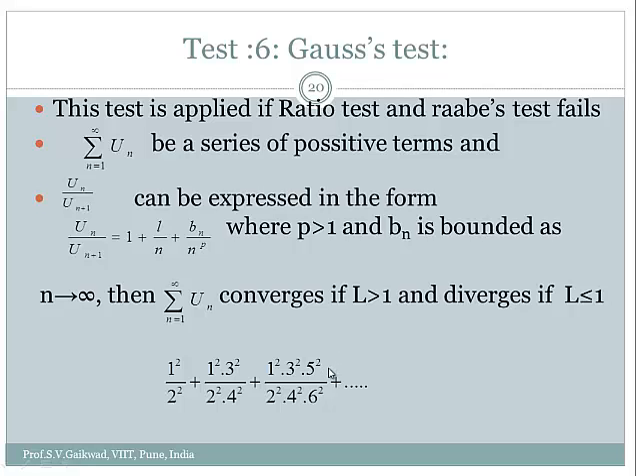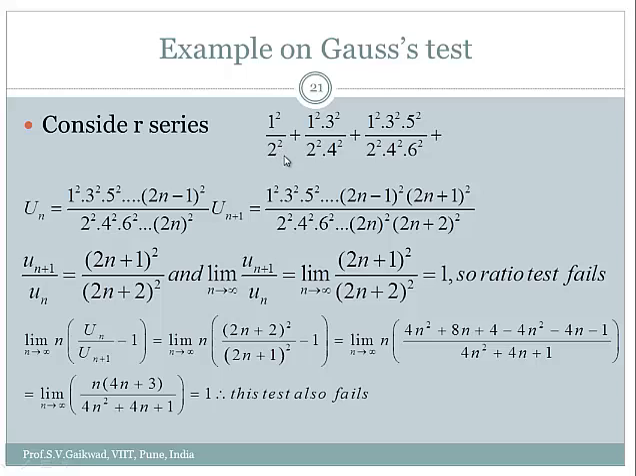This is the example here: 1 square upon 2 square plus 1 square into 3 square upon 2 square into 4 square, and so on. As usual, this is n term. One more term here in un plus 1. The ratio will contain only these last terms. If you find the limit of un plus 1 upon un, limit is 1, the ratio test fails. Apply Raabe's test. In this case again, the limit is 1. So this test also fails.